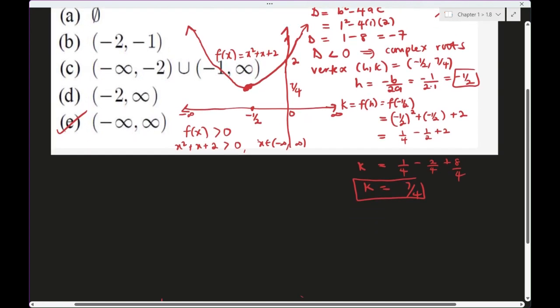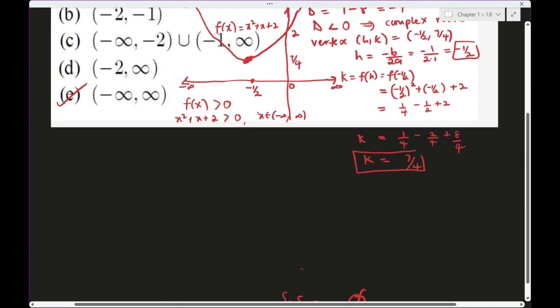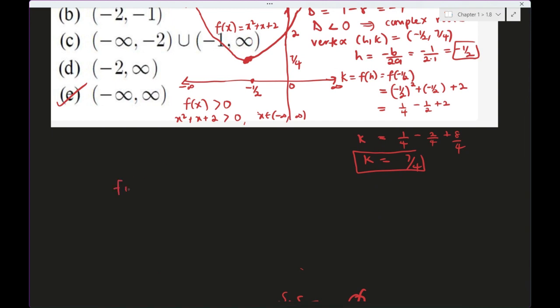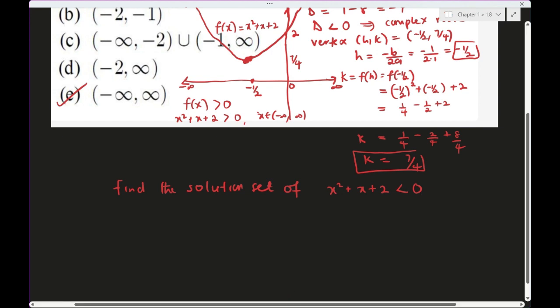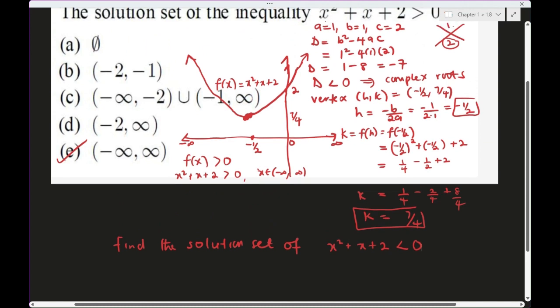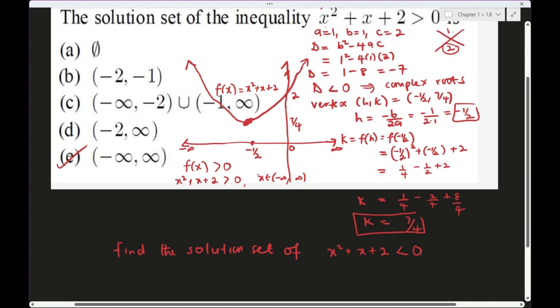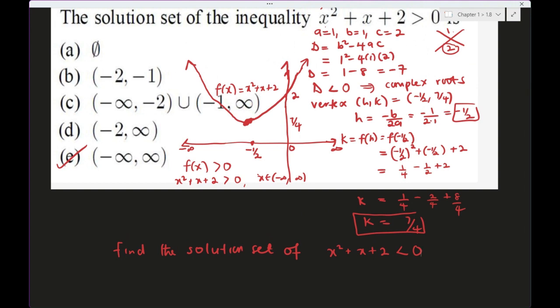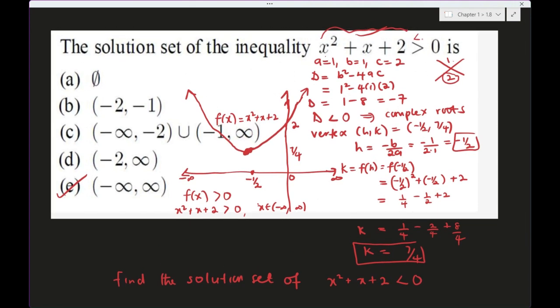Now, let's see a follow-up to this. Let's assume we change something. You have to find the solution set of this same question, x squared plus x plus 2, but instead of greater than 0, we change it to less than 0. So we just change the inequality only. We're going to use the same options here. We just change this to less than 0.